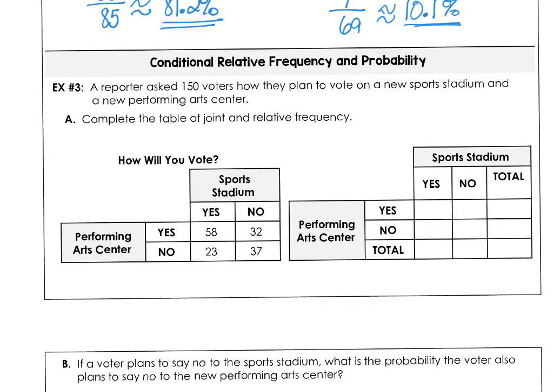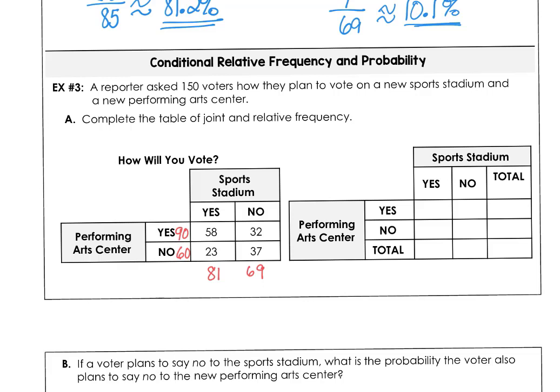For example 3, we have a reporter who asked 150 voters how they plan to vote on a new sports stadium and a new performing arts center. So we want to complete the table of joint and relative frequency. So I'm going to add up my columns and my rows to get our total data collection. So 58 and 23 is 81. 32 and 37 is 69. Adding across our row, we had yes 90 people, and in our no row, we had 60 people.